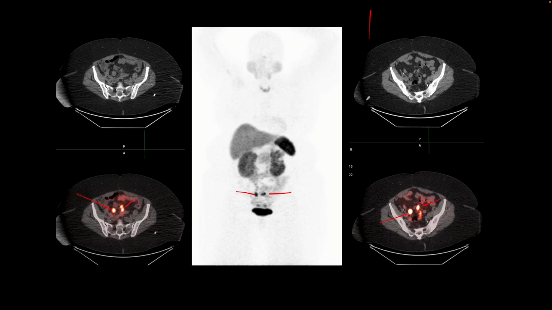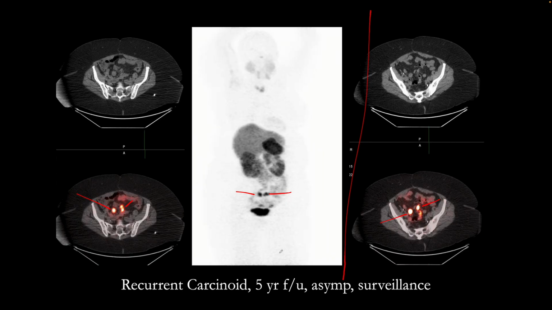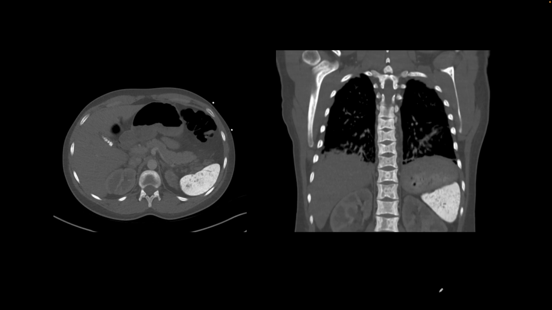And these are PET CT scans from two different time points. These are slow-growing tumors, and we were monitoring them. The time gap between the two scans is 5 years. Patient was asymptomatic, and the surveillance imaging PET CT was stable.